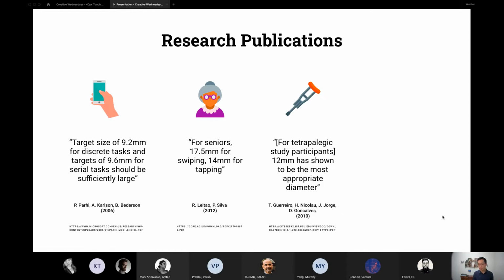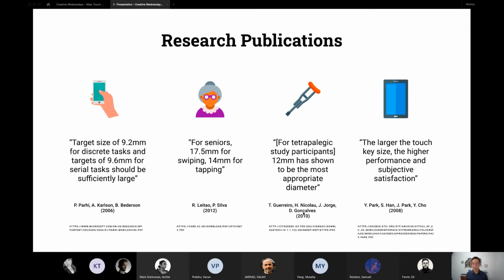What about thinking about accessibility? Again, the mobility issue. There's a study for tetraplegic participants, and they found that instead of going exactly 9 millimeters, as the previous study said, they need to go a little bit bigger to make sure that the participants could get the appropriate interactions that were designed for that study. And overall, the consensus is that the larger the touch target size is, the higher performance and subjective satisfaction can exist for your app. So we're talking about a range from 9.2 to all the way to 17.5 millimeters.